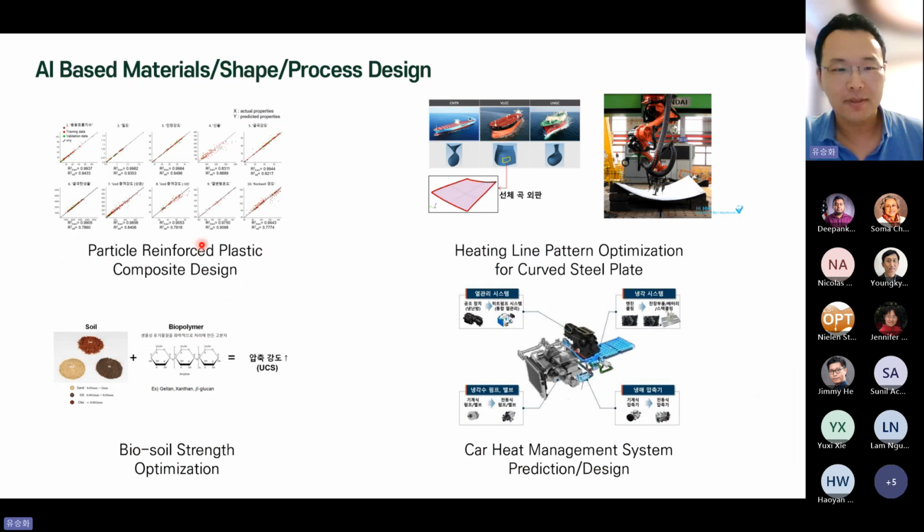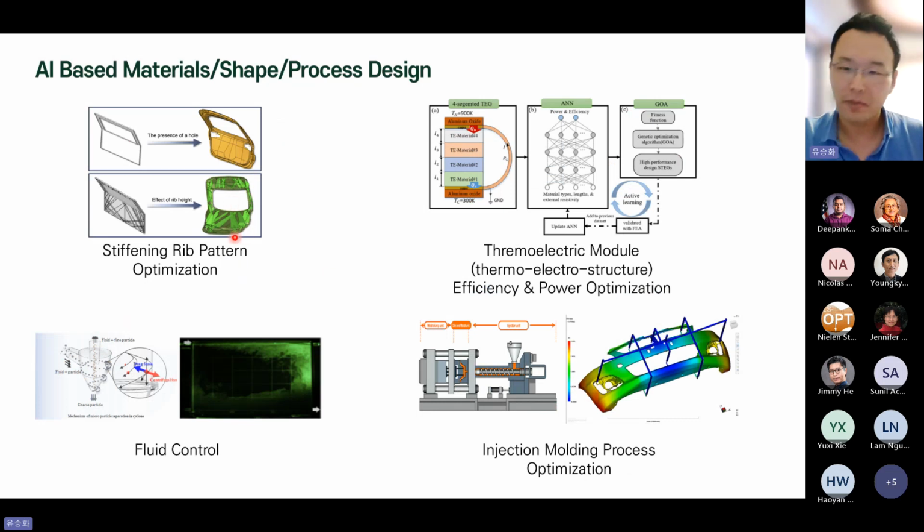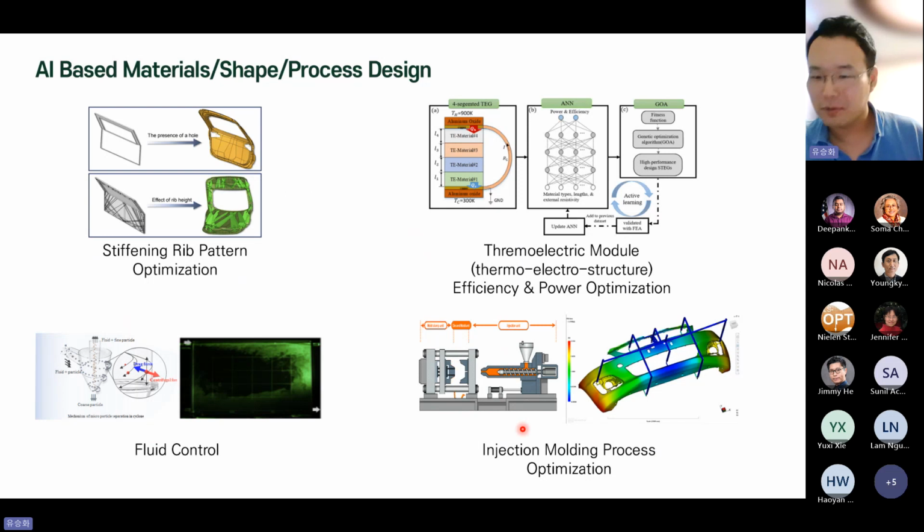And these are some examples, like plastic design and heat management system, leaf pattern optimization, and some flow control devices. As I told you, I will touch on the injection molding process. These are some industry applications I have done for the past 5 years.